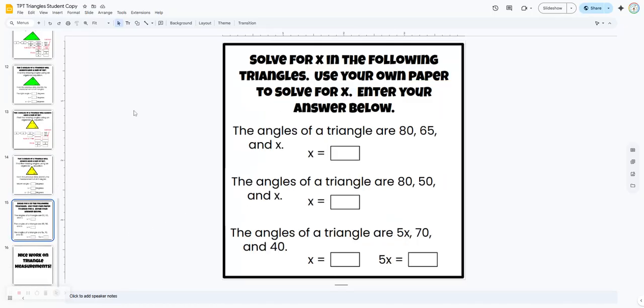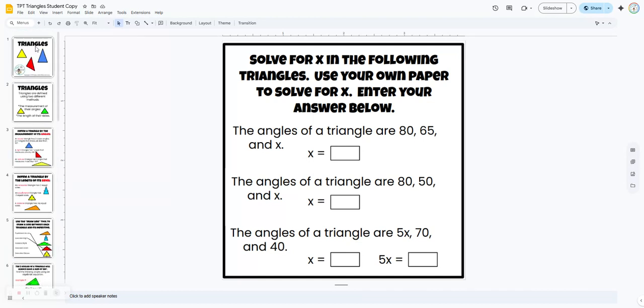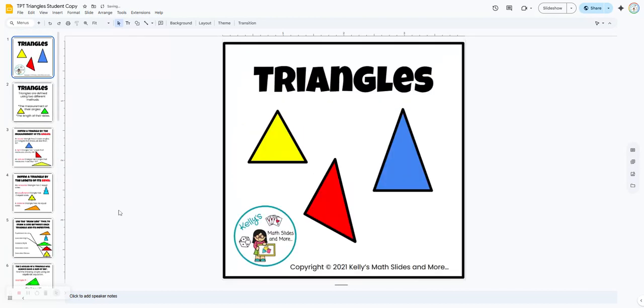Now on the final slide, they've got 3 challenge problems they can use scratch paper to solve. They're given a scenario here. The angles of a triangle are 80, 65, and x. What does x equal? So the first 2 are pretty simple. They just use algebra. And the third one's a little bit of a challenge because one of our angles is 5x. So they're going to have to set up their algebra problem and solve. So this is Lesson on Triangles, digital.